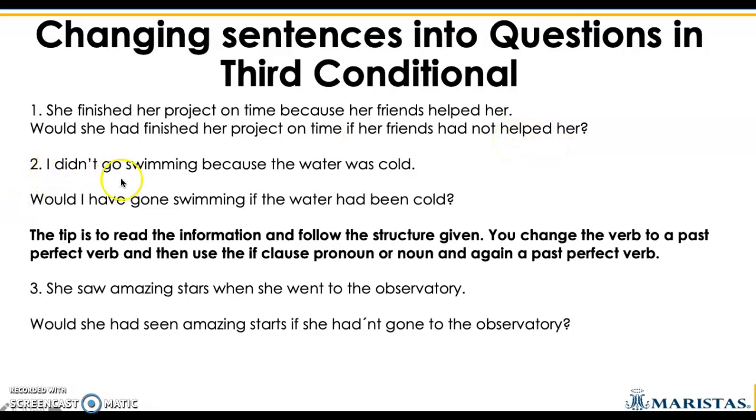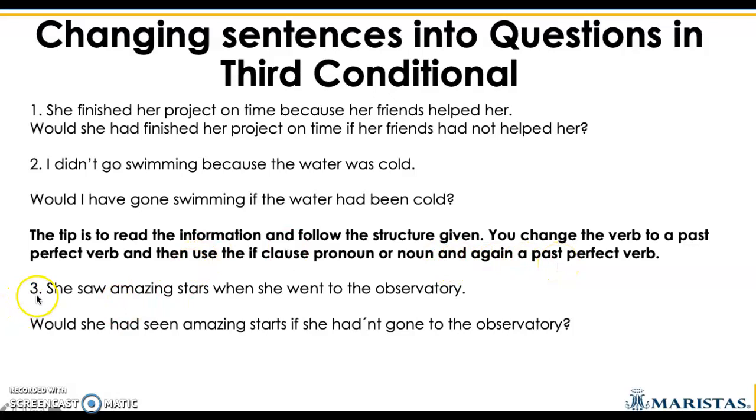Here's have or had, but this one is negative, and the past simple verb. Number 2, I didn't go swimming because the water was cold. This is the information they gave us. The question will be, would I have gone swimming if the water had been cold? Here's would, the pronoun, have or had, the past participle verb, the if clause, the subject is talking about the water, have or had, and the past simple verb. So the tip is to read the information and follow the structure given. You change the verb to a past perfect verb and then use the if clause, pronoun or noun, and again a past perfect verb.